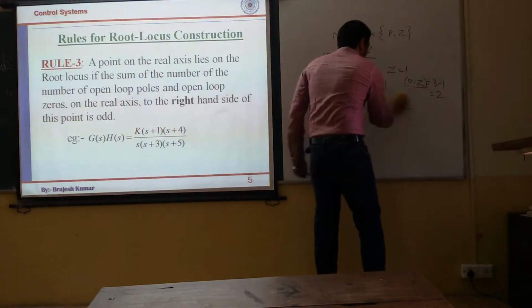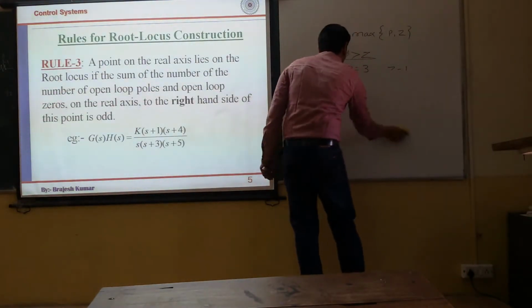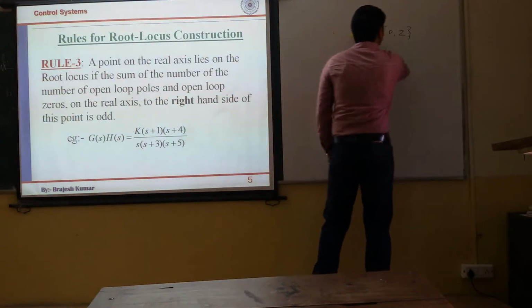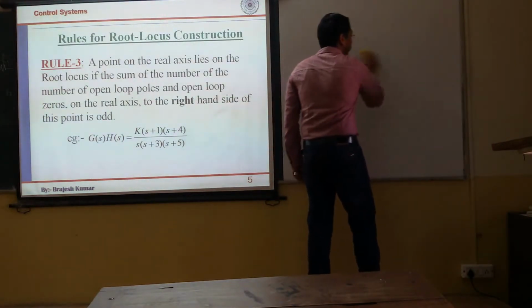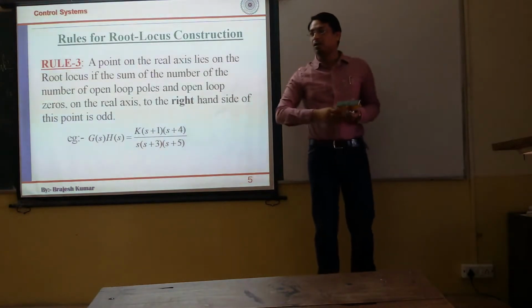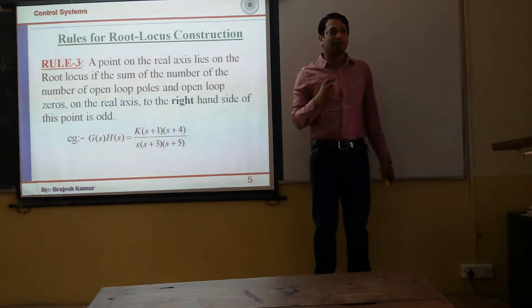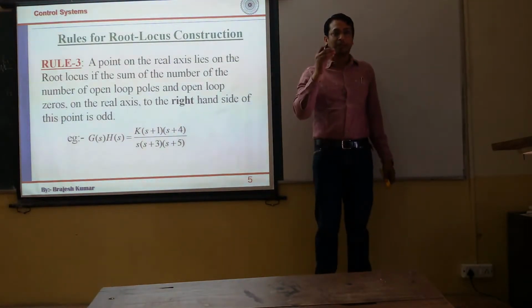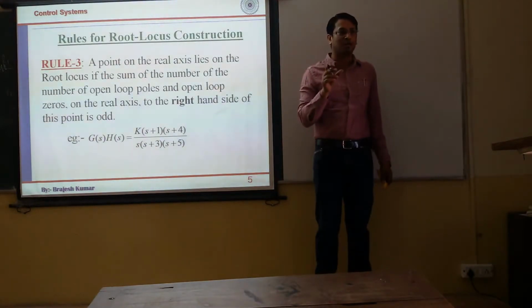Now, our rule 3 is that we are interested in knowing whether a particular point on the real axis is a part of the root locus or not. What I am talking about is just for the real axis, which parts of the real axis are actually the part of the root locus.